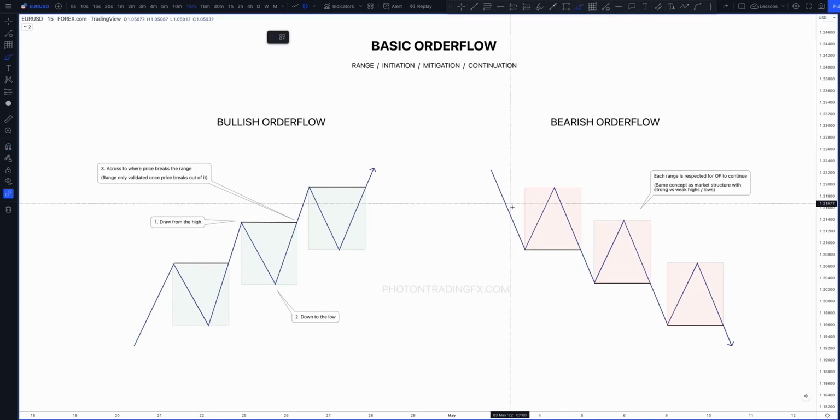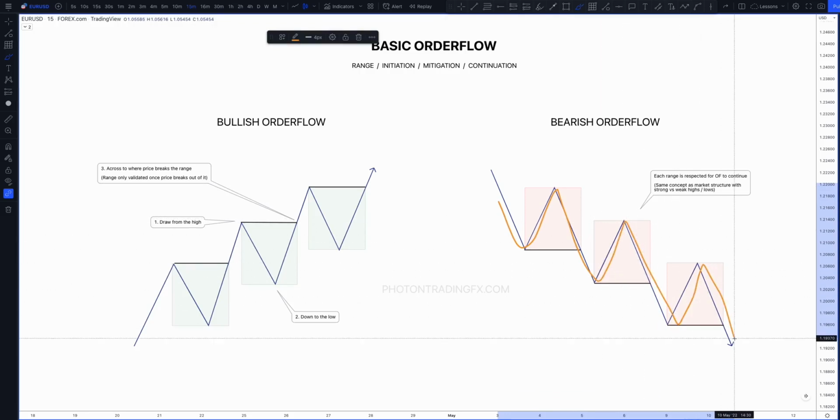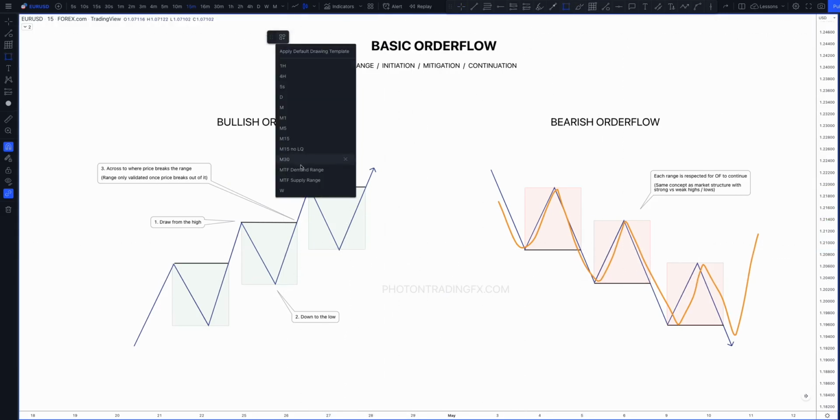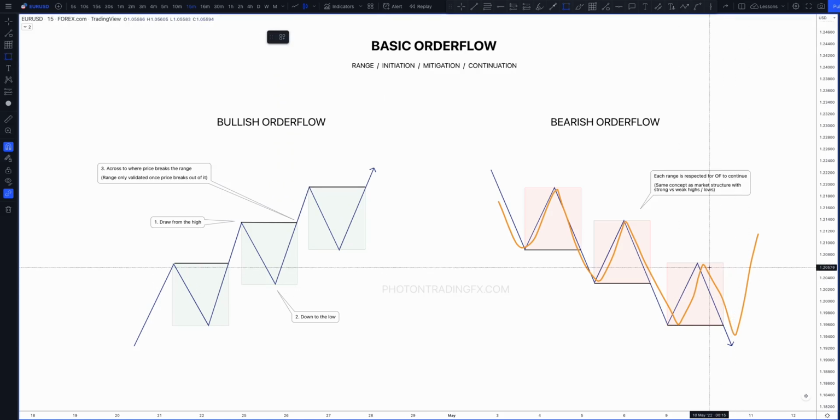I just want you to know this point: if the order flow is going to continue, each range will be respected until it's not. And then obviously if price breaks up, then what do we have? Then we have, that won't drag across for me. Then we have bullish order flow starting to sustain, and so on and so forth.